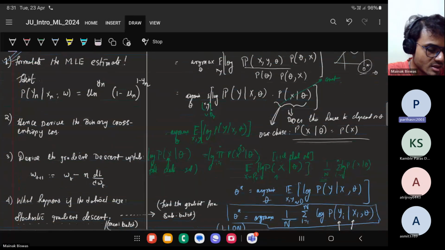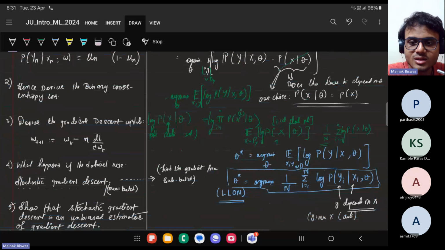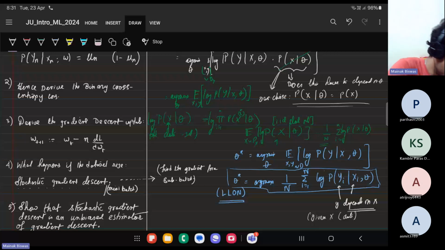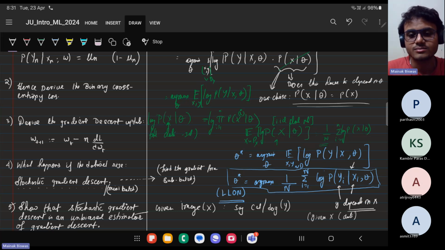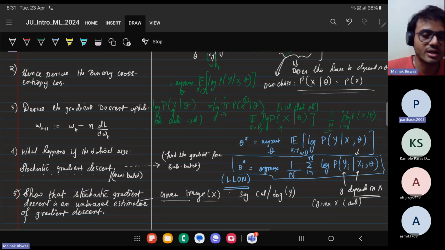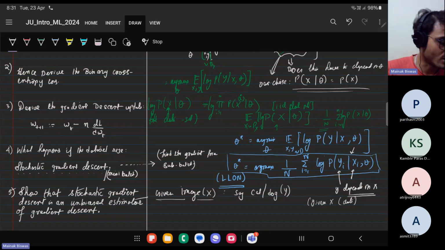X comma y are the labeled samples, right? You want to estimate the label of the data given x. What is the objective? Given an image, which is x, you want to say whether it is a cat or a dog, which is y. So that's what P is saying: the probability of cat or dog given the data. That's what I have written in terms of probability.